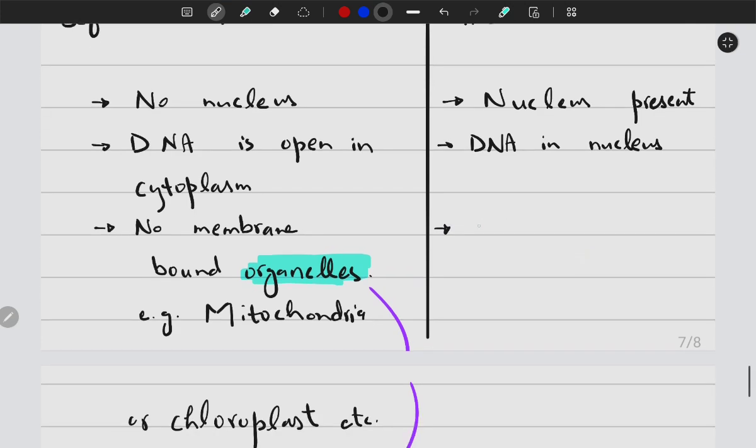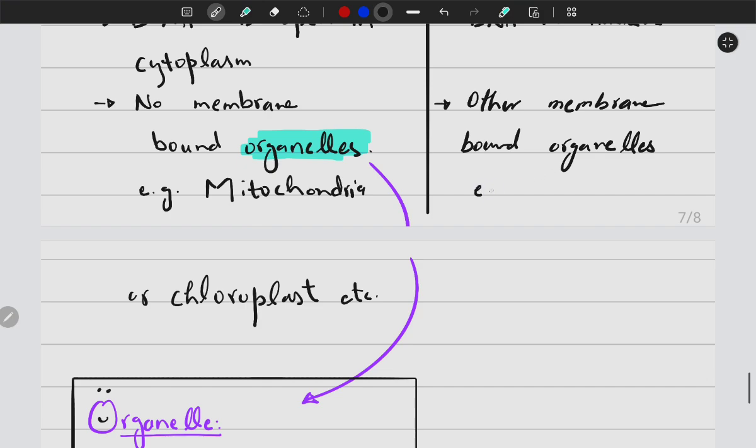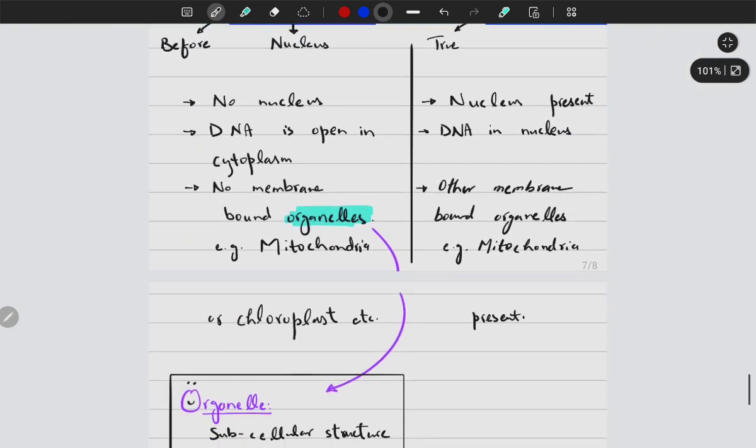They do have other membrane-bound organelles. For example, they would have mitochondria. Some of them would have chloroplast, depending upon the different types of cells. So these are present.